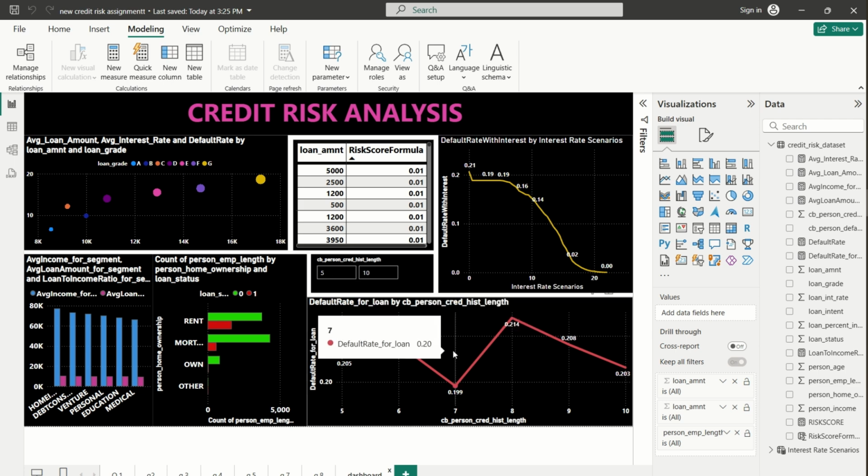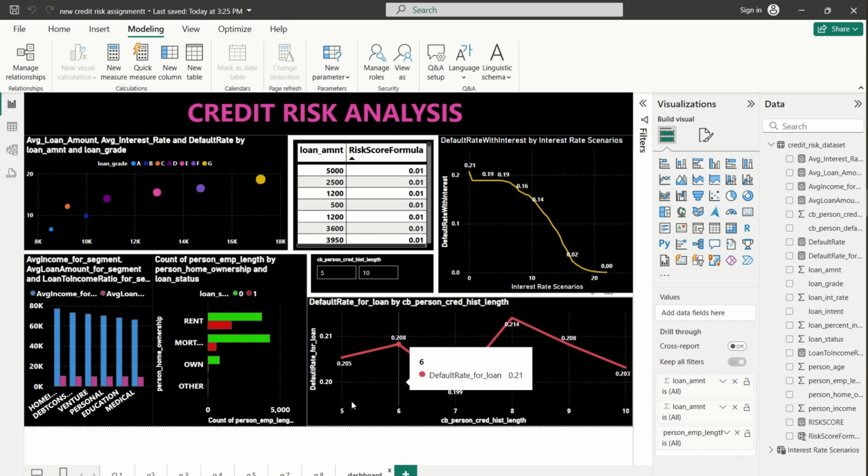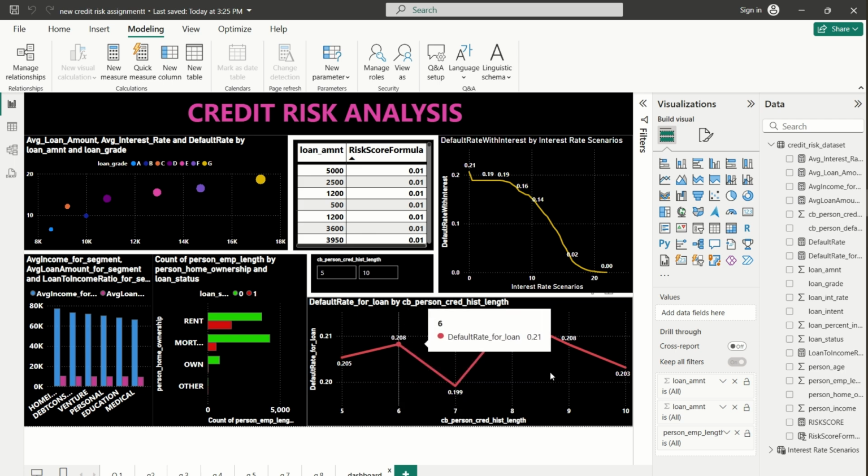Then this is the line chart. So it shows person credit history. For a person with shorter credit history, the default rate is higher. Here you can see for 5 and 6 it is 0.28, and for a person with credit history 9 to 10, the default rate is low. Also I added a slicer.